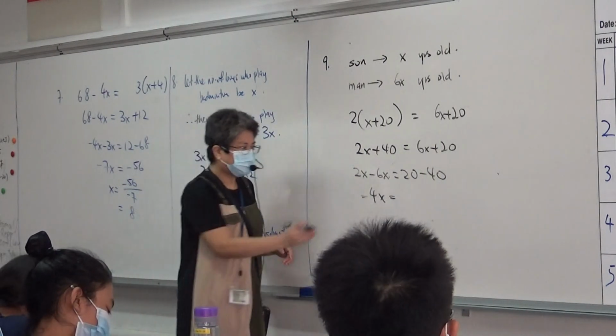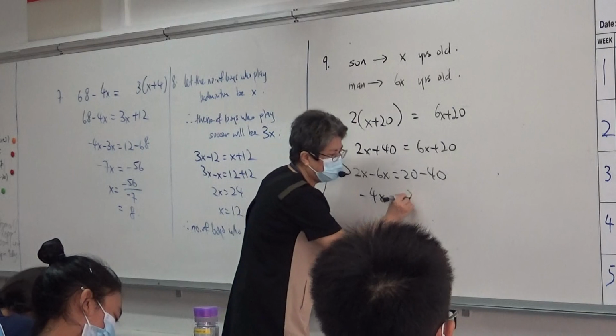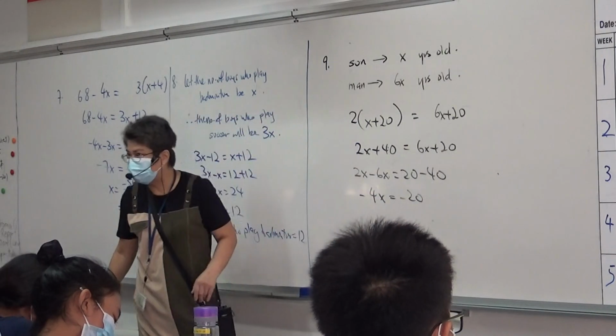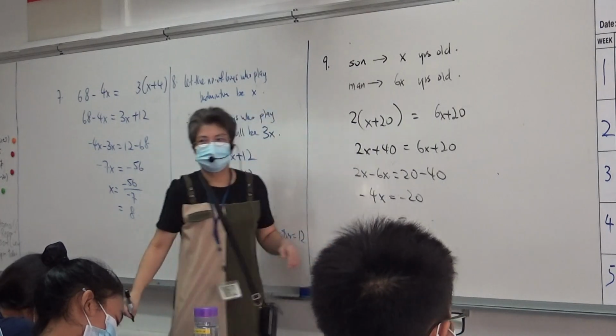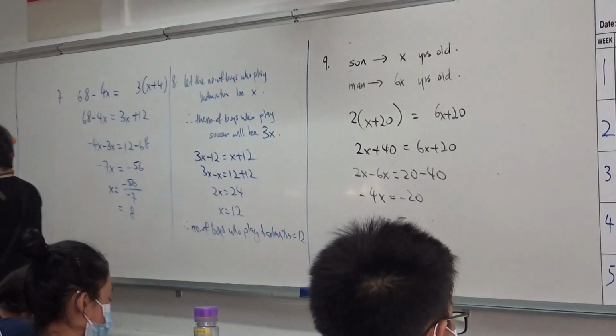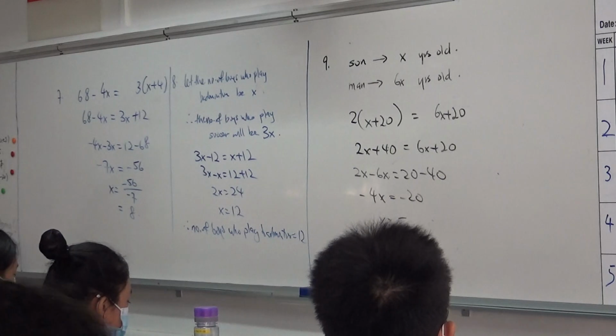This one? Negative 20. Both negative, I can drop it, right? Actually, so what's my x? x is 5, right? Correct. Okay, now then comes the question.